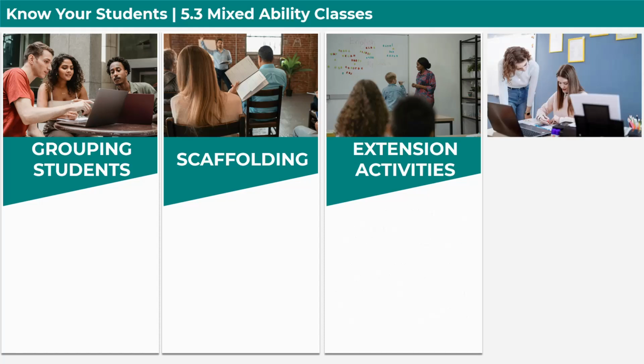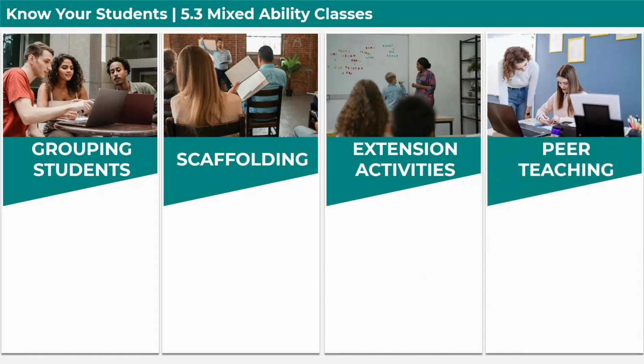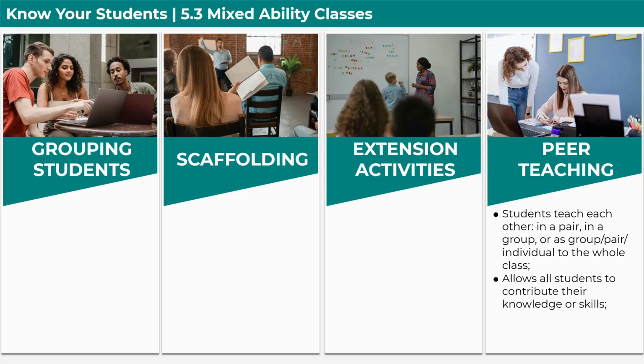The final strategy for dealing with a mixed ability classroom is peer teaching. This is where students teach each other. This can be done in a pair, in a group, or as an individual to the whole class. This strategy again allows all students to contribute their knowledge or skills and also allows them to learn something independently and present it to their classmates.